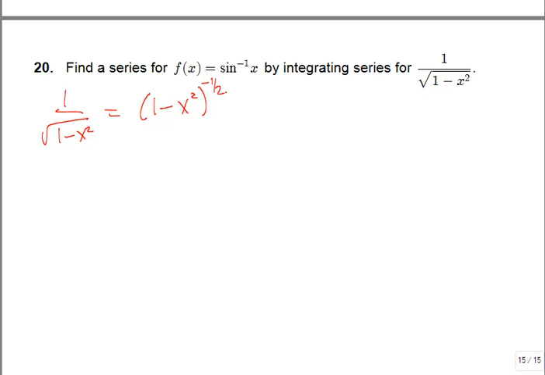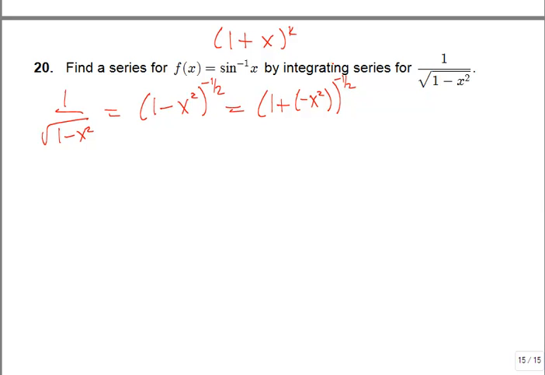Which is exactly like our binomial expansion. We want this to look like 1 plus x to the k. And I have a minus in there, so what I can do is make this plus a negative x squared, like that. I'm just going to attach the negative to the x squared and put that plus in there. So this becomes my 1, they match. Instead of using x, I'm going to use negative x squared, and my k is going to be negative 1/2.